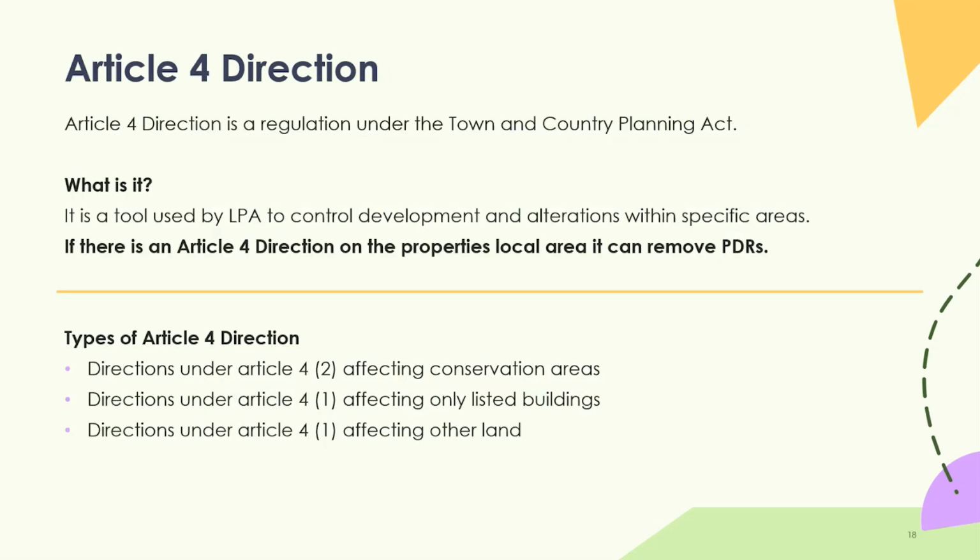So the Article 4 direction, as I said, is a regulation under the Town and Country Planning Act, and it's a tool used by local planning authorities to control development and alterations in specific areas. It can be used to restrict permitted development rights, the minor changes that householders might want to make to their property, thinking that they don't need to do a planning application, but they do.